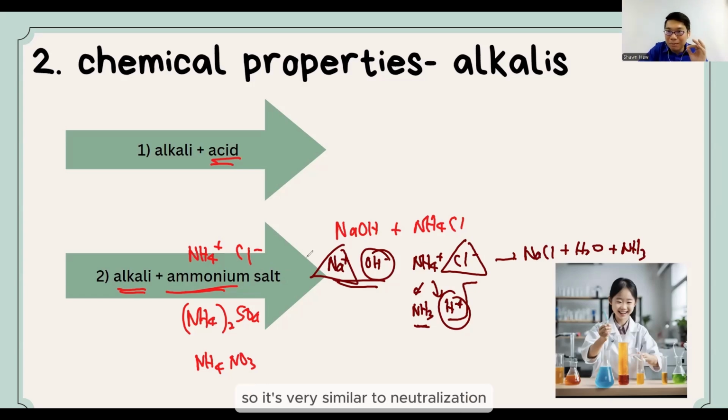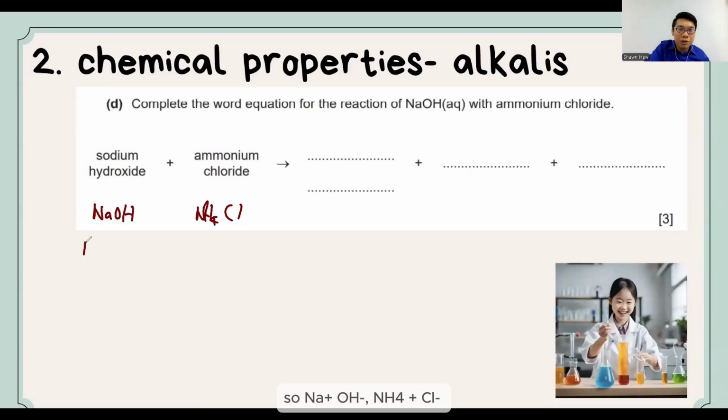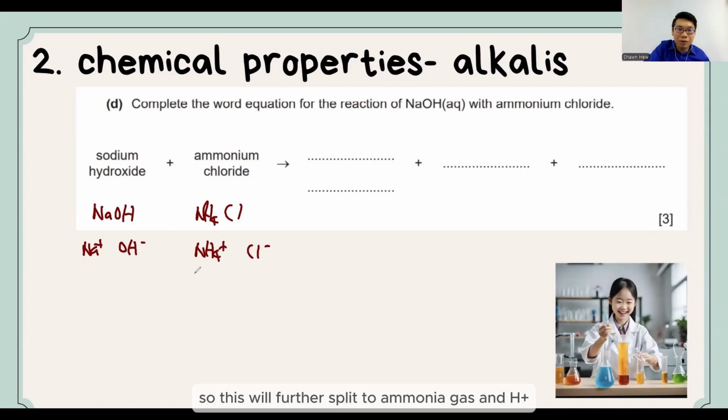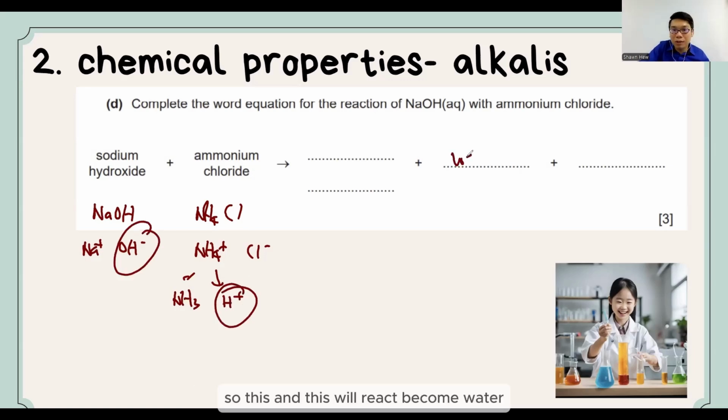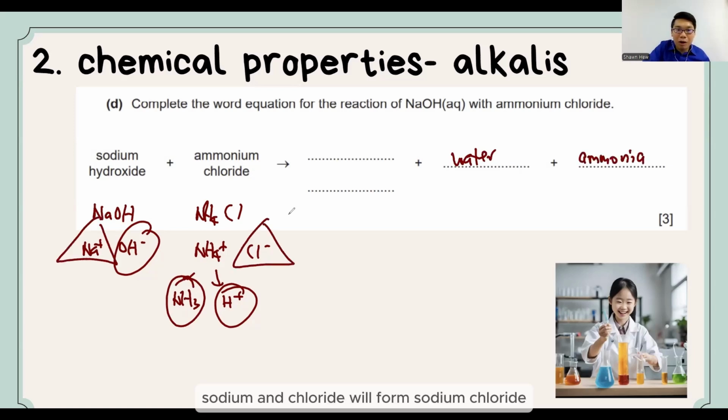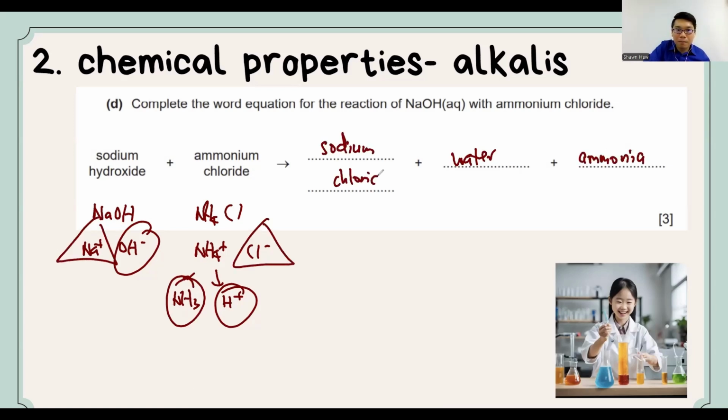So this is what will form when alkali reacts with ammonium salts. It's very similar to neutralization, just that this will form ammonia also. So Na+, OH-, NH4+, Cl-. The NH4+ will further split to ammonia gas and H+. So this and this will react and become water. This is ammonia. Sodium and chloride will form sodium chloride.